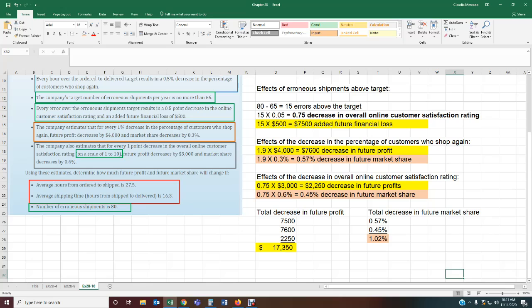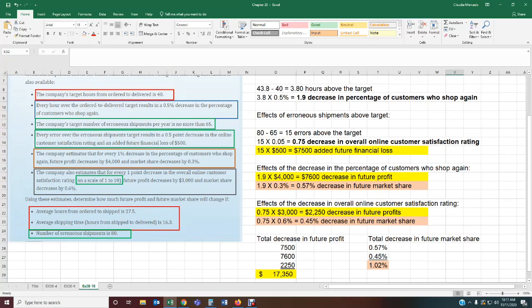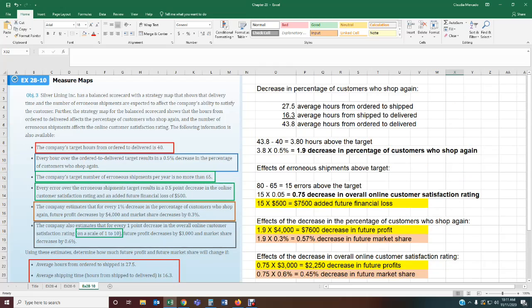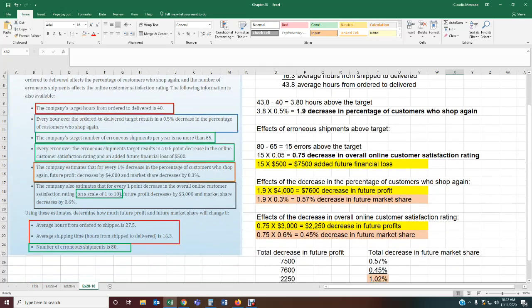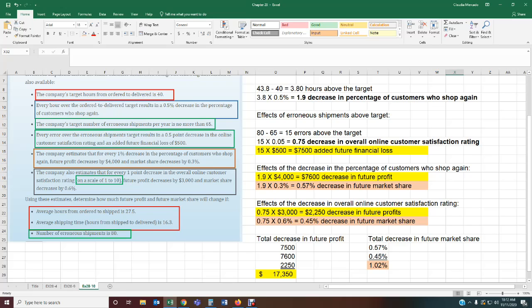ship out my goods. You know, I should be shipping from the point that the order is placed to delivering it. It should take me 40 hours. It's taking me longer. It's taking me 43.8. Because it's taking me longer, that's affecting my market share and my profit. Because I'm making more mistakes than I should have. You know, we are anticipating having 65 errors during a year. Well, guess what? We have 80 errors. That's affecting the bottom line as well, and that's affecting our future market share.